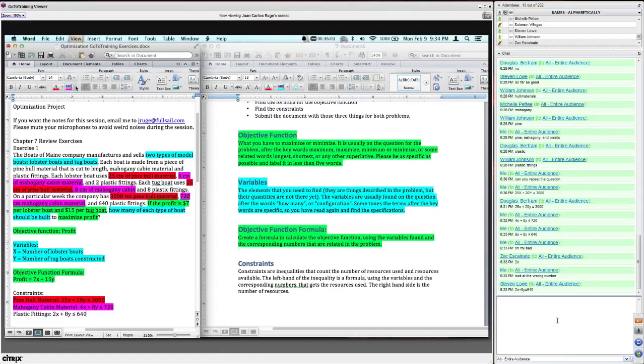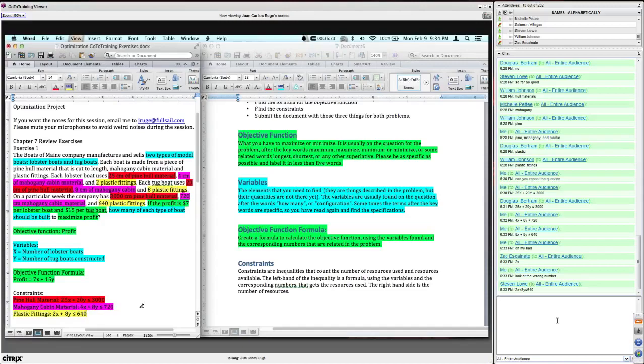I'm going to use yellow. 2 plastic fittings here, 8 plastic fittings here, and 640 plastic fittings available, so the formula is this whole thing.